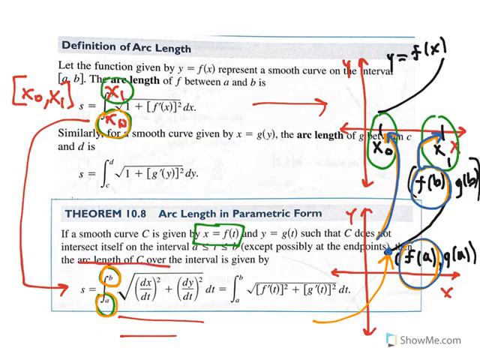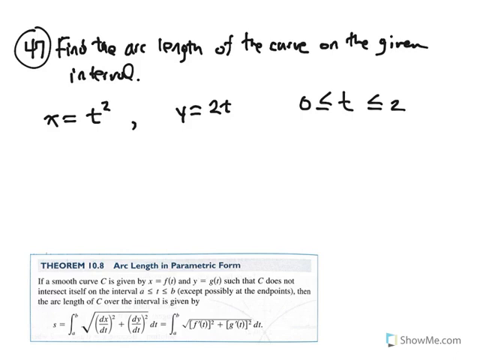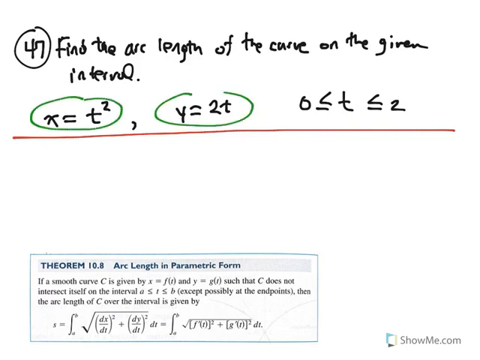So we've seen how we get Theorem 10.8 from the definition of arc length that we had in section 7.4. Now we look at number 47. Find the arc length of the curve on the given interval. So we see that we have our curve described by a set of parametric equations on the interval of t values from 0 to 2.